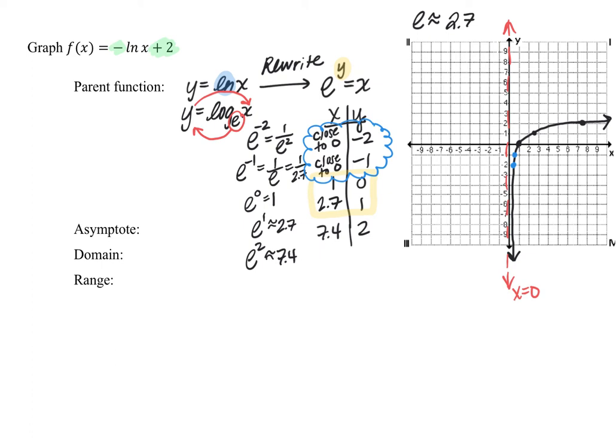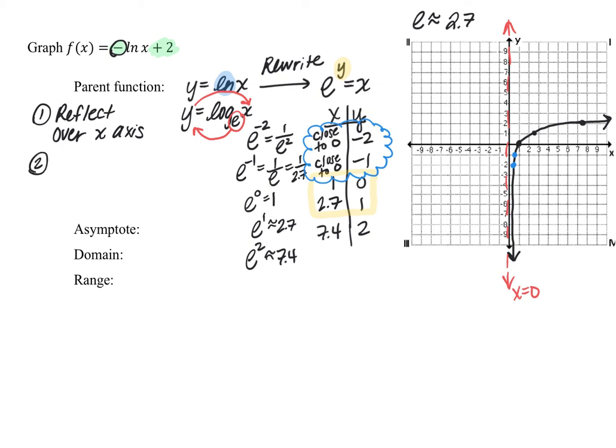So looking back at the original function, f of x is equal to negative natural log of x plus 2, we have a negative out in front. So we are multiplying our natural log of x by a negative. So that is going to cause the y values to become negative. And when the y values become negative, that is going to be a reflection over the x-axis. So the negative out in front is a reflection. We're going to reflect over that x-axis.